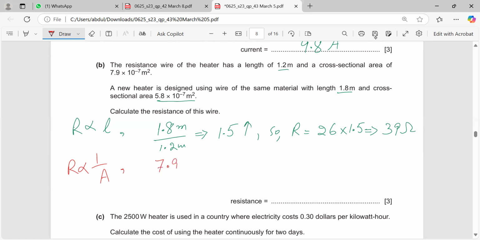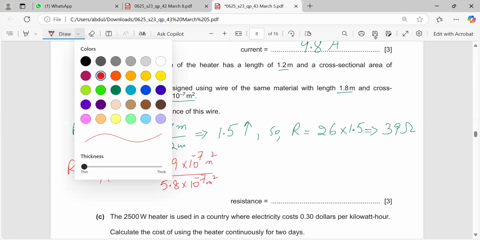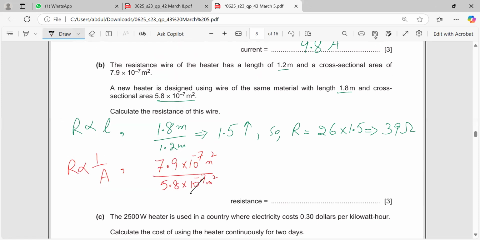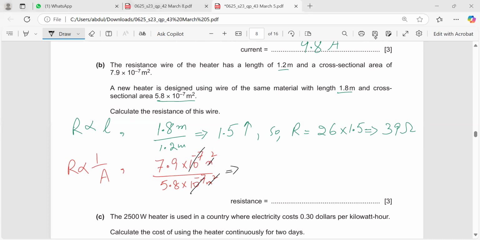So 7.9 times 10 raised to power minus 7 meter square over 5.8 times 10 raised to power minus 7 meter square. Now my dear friends, 10 raised to power minus 7 cancels 10 raised to power minus 7, meter square cancels meter square. So how many times is the area decreased? I will do 7.9 divided by 5.8. So it is 1.36 times.